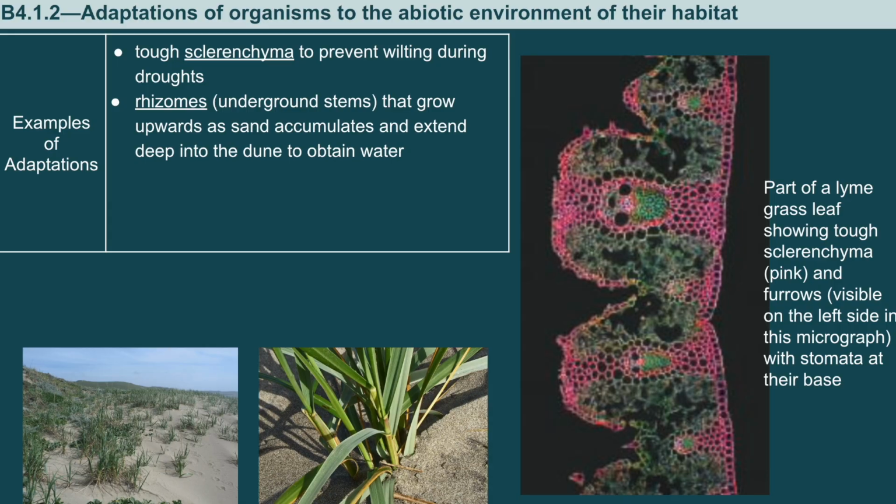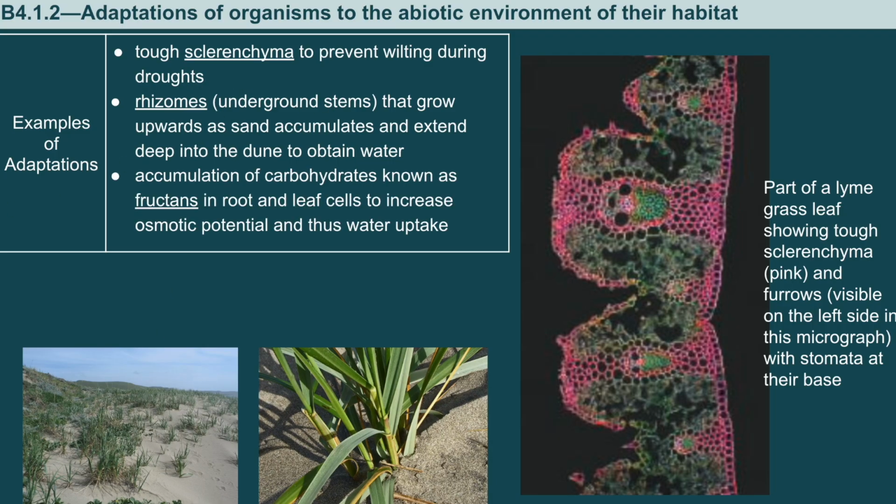Next up, they have rhizomes. These are underground stems. They grow upwards as sand accumulates and extend deep into the dune to obtain water. Remember that sand dunes are constantly shifting. And so as the level of sand is going up or down, depending on where the wind is blowing, those plants are going to be able to adapt to those changing levels of sand with these specialized stems.